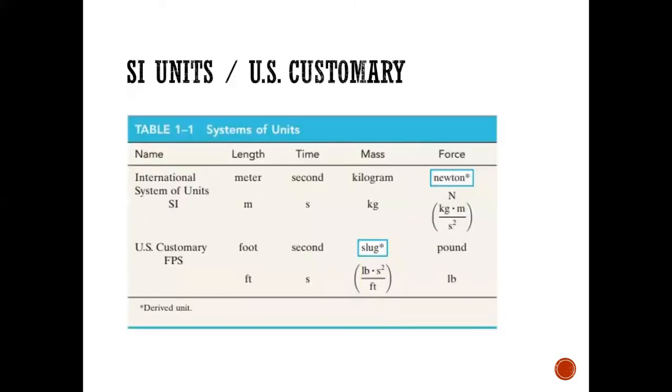the two particles. Also, there are SI units and US customary. The SI unit is the international system of units where length uses m, time uses s, mass uses kg, and force uses newton. While in US customary, length uses foot, time uses second, mass uses slug, and force uses pound.